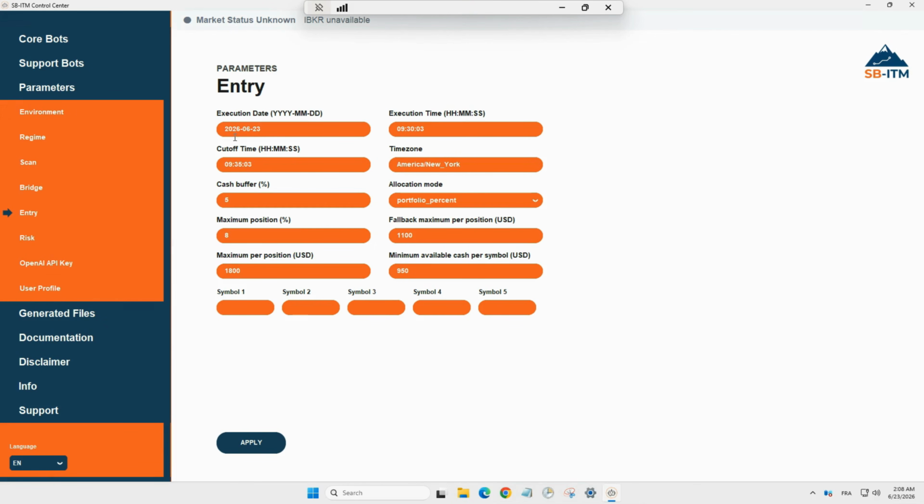The entry bot receives part of its execution context directly from the pre-market workflow. The execution date and selected symbols are prepared upstream, then used by the entry bot at market open. This keeps the process consistent from opportunity selection to order preparation.